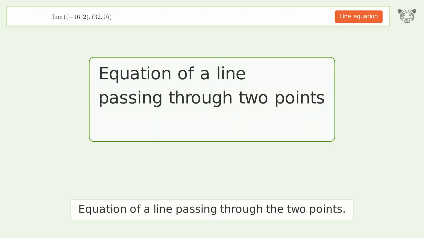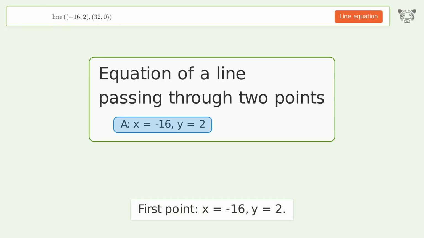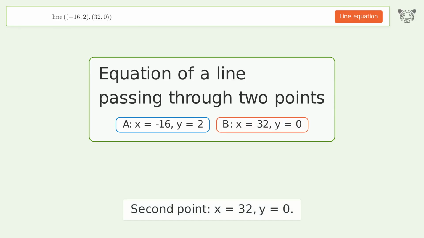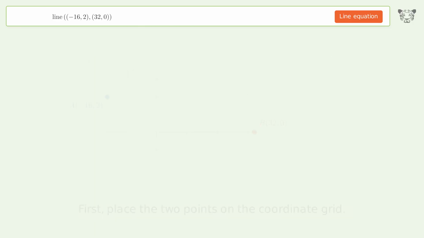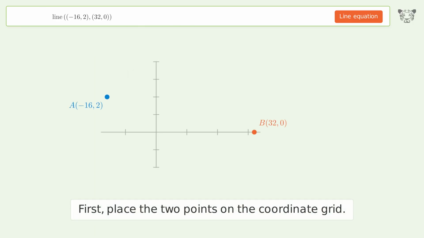Equation of a line passing through 2 points. The first point has x equals -16, and y equals 2. The second point has x equals 32, and y equals 0. First, place the 2 points on the coordinate grid.